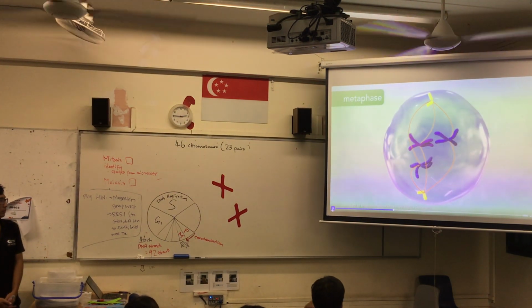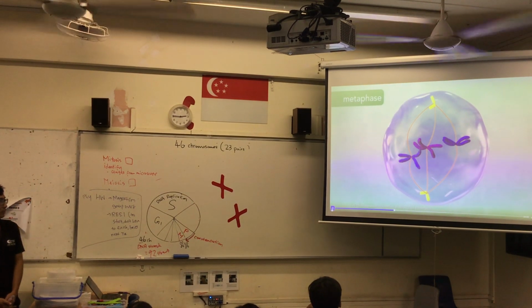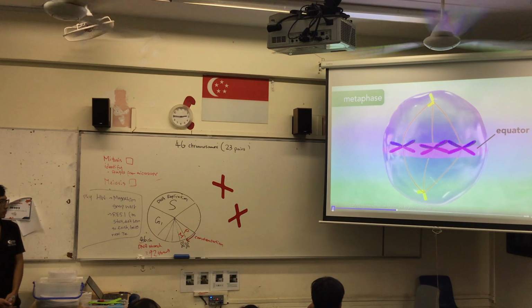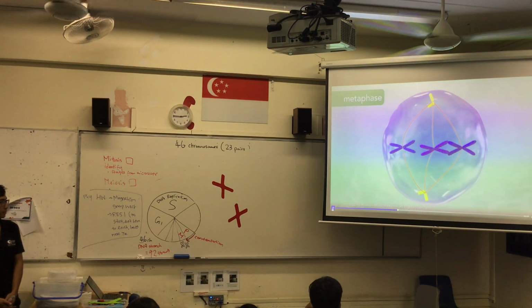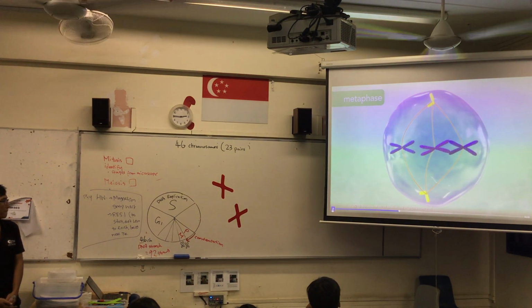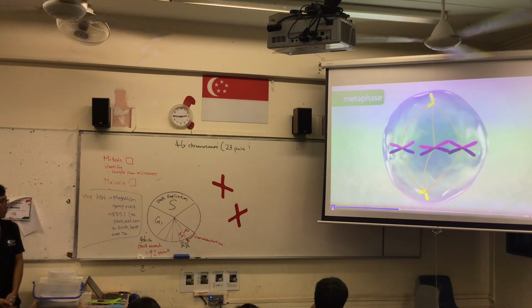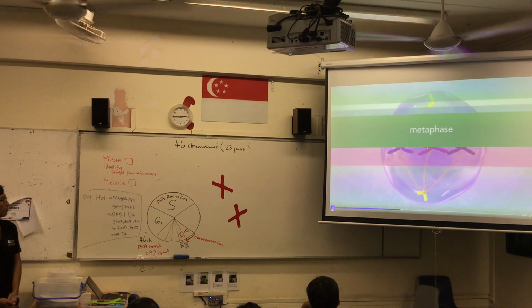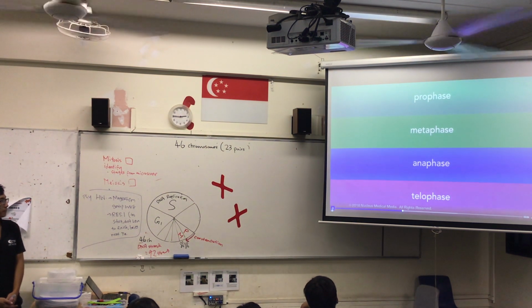The centrioles complete their movement to the poles of the cell, while the spindle fibers line up the chromosomes along the equator of the cell. The end-to-end alignment of the chromosomes results in a sister chromatid on either side of the equator. Anaphase follows metaphase.